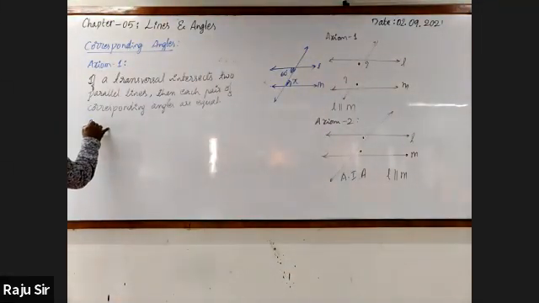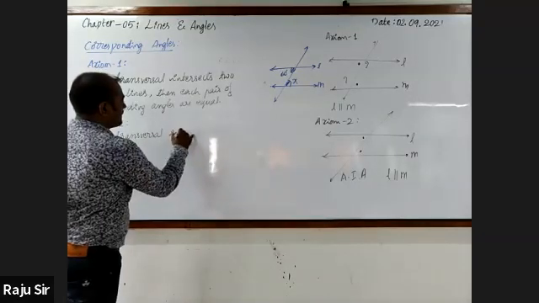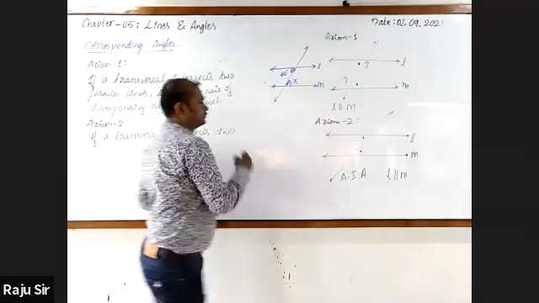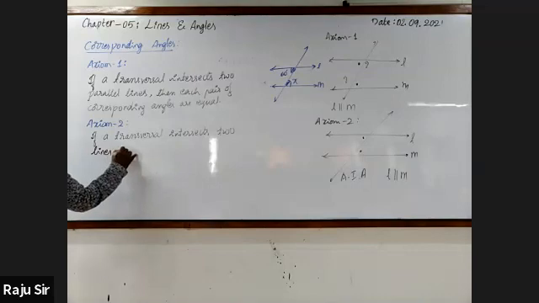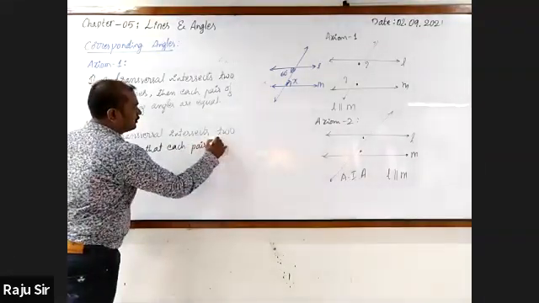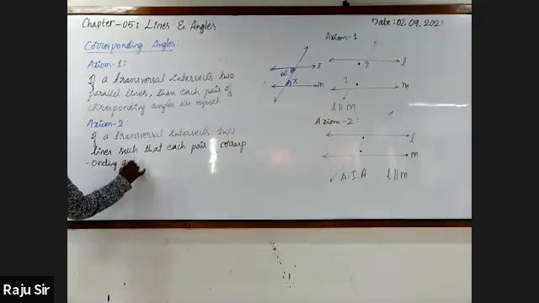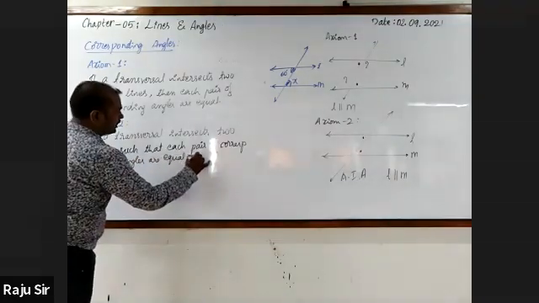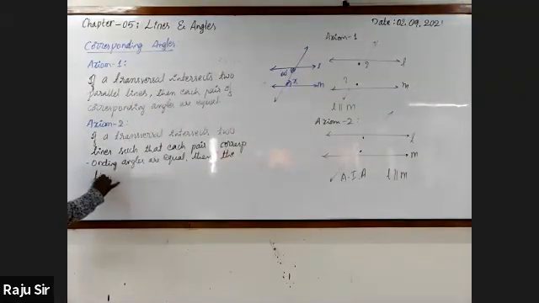Next, axiom 2. If a transversal intersects two lines such that each pair of corresponding angles are equal, then the lines are parallel.